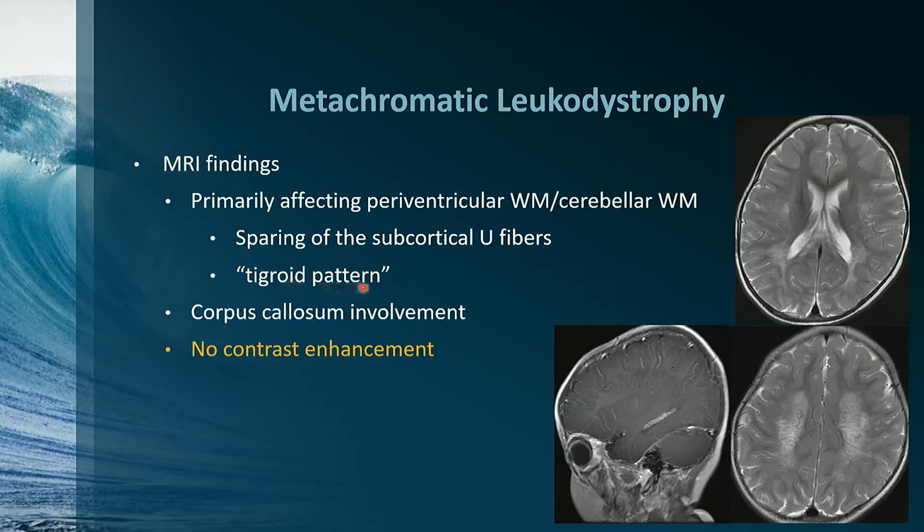So tigroid pattern or leopard pattern are well-known features of that kind of leukodystrophy. Here you can see some punctate low signal intensity within confluent T2 high signal intensity. The low signal intensity portion is relatively spared white matter in metachromatic leukodystrophy.